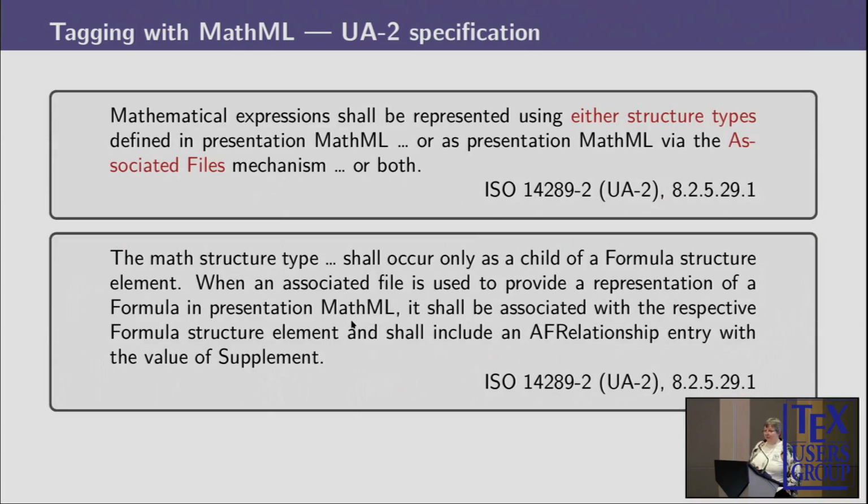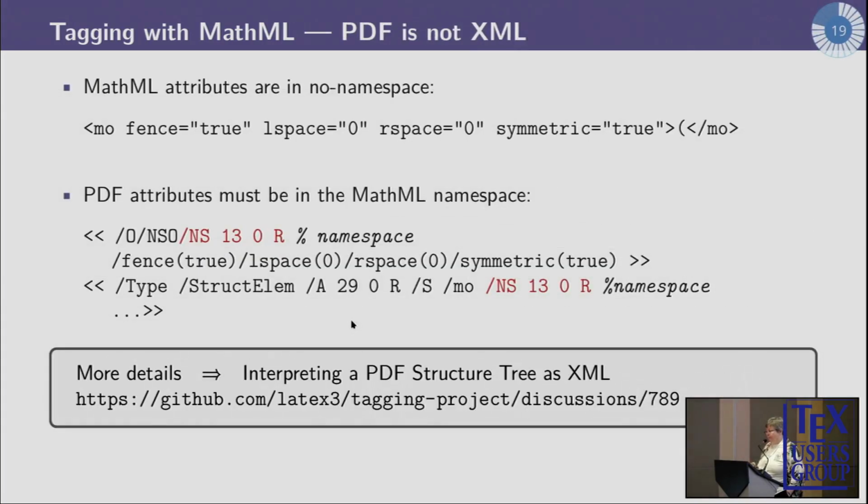The UA specification has not much more detail. There are two sentences about math, but it at least says you should use MathML, which is already good. But we actually had to find out quite a lot of details ourselves, or by discussing with the PDF organization what this means, or by discussion with the implementations.